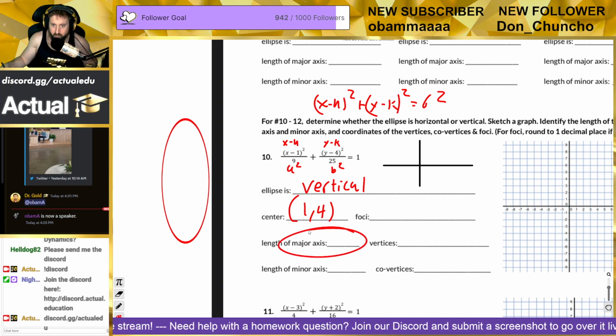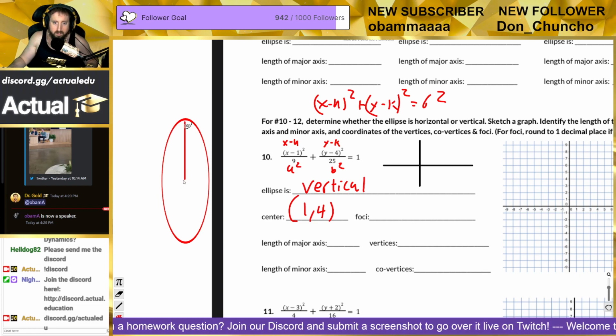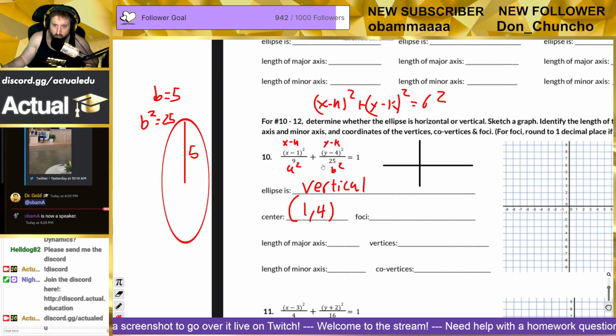So first of all, the major axis is the vertical one, right? In this case, b is equal to 5 because b squared is equal to 25. Whatever the number is on the bottom, you take the square root of that to figure out the half axis. So the square root of 25 is 5, a distance of 5 from the center up to here. This is called a vertex, by the way.